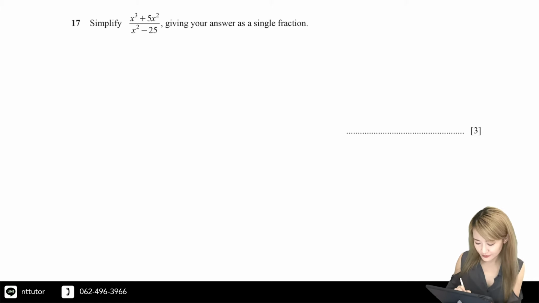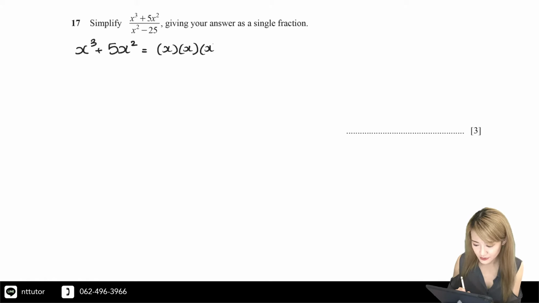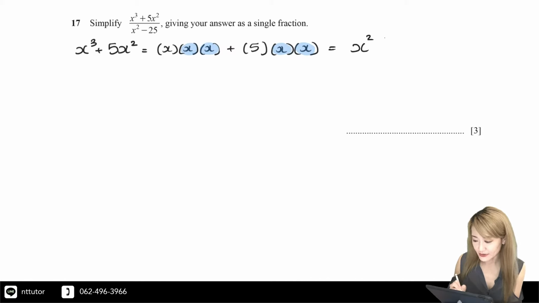So let's factorize x cubed plus 5x squared first. To factorize that, we can take out the common factors. If I write that out in terms of its factors, the common factor between these two terms would be x and another x. So I can take out two x's, so that's going to be x squared. And inside the bracket will be what is left behind. So that's x squared times (x plus 5).